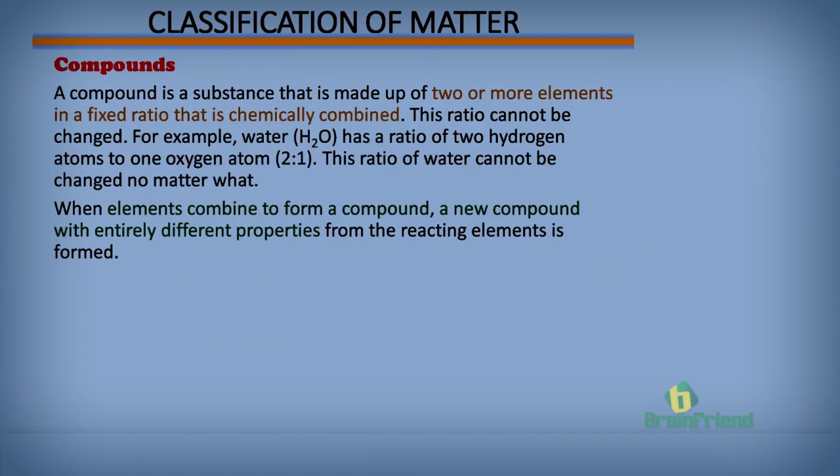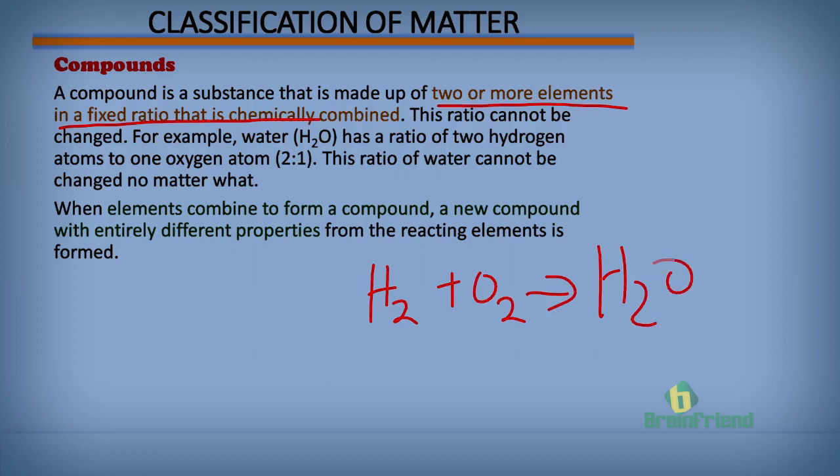Now, compounds. What are compounds? Remember, we are talking about pure substances. We say that they are categorized into elements and compounds. A compound is a substance that is made up of two or more elements in a fixed ratio that is chemically combined. So this tells us that two elements can come together to form a compound, just as when hydrogen combines with oxygen to give us water. These are two elements, hydrogen and oxygen, combining to give us water.